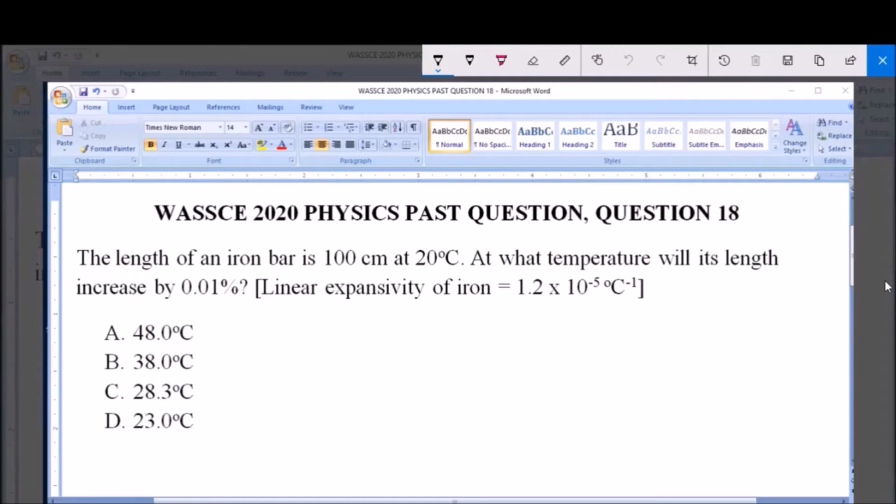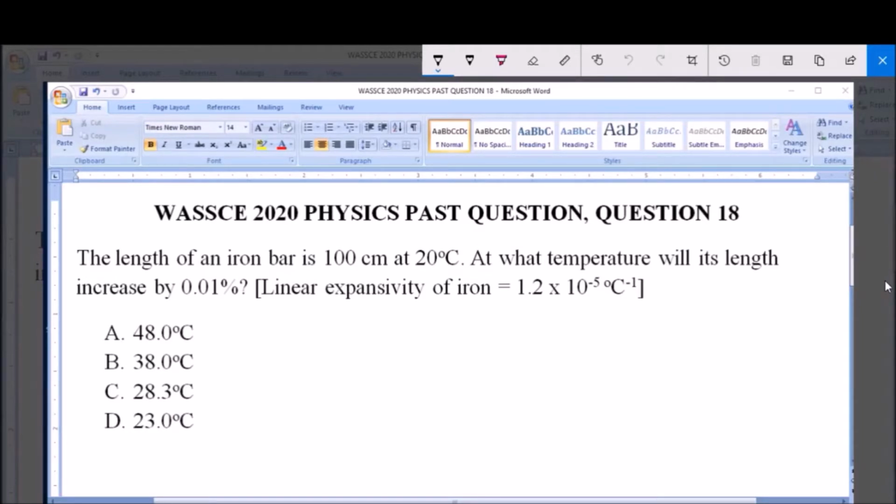Hello, good day and welcome. I will be answering WAEC 2020 physics past question, question 18. The length of an iron bar is 100 cm at 20 degrees Celsius. At what temperature will its length increase by 0.01%? Now, given that the linear expansivity of iron is equal to 1.2 times 10 raised to the power of minus 5 per degree Celsius. A, 48 degrees Celsius, B, 38 degrees Celsius, C, 28.3 degrees Celsius, and D, 23 degrees Celsius.